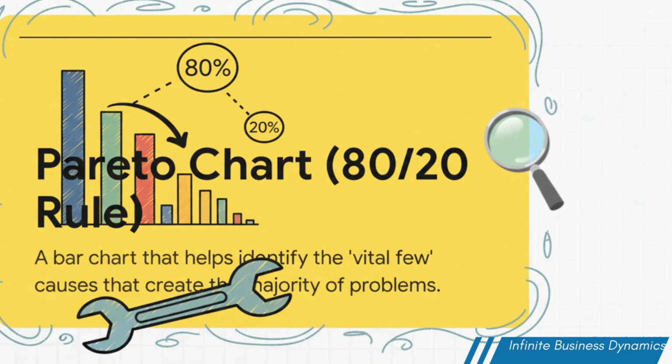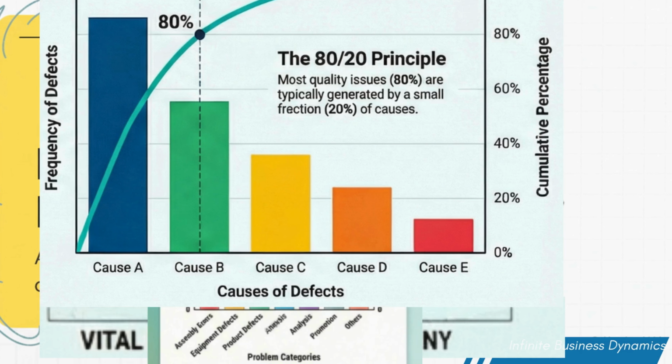Now this next one is a total game changer. It's the Pareto chart. It's built on that famous 80-20 rule, which is this wild idea that in most cases, something like 80% of your problems come from just 20% of the causes. This chart helps you find that vital few so you can stop wasting your time on everything else.